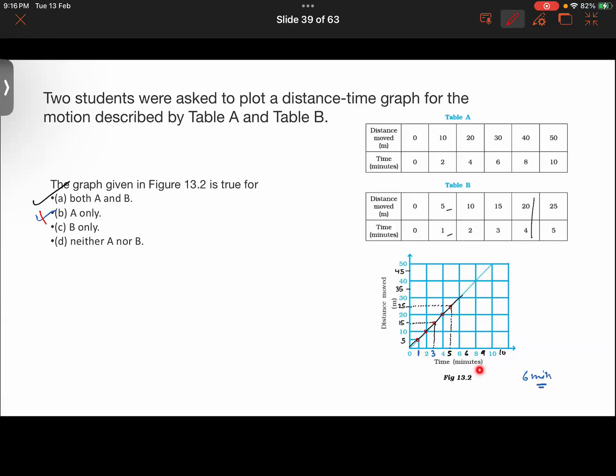No. The question is saying that this given graph is true for, is it true for both A and B, meaning table A and table B? Is it true for only A? Is it true for only B? So we had to check the given values and see if they have been shown in the graph. We checked that, and both the values given in table A and B have been represented in this graph.